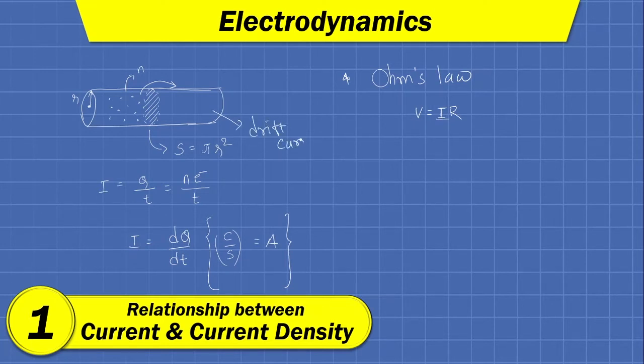Why drift current? Because first of all it is only due to the free electrons, and these free electrons will travel by drifting. Because it will collide with some positive ions, then again it will energize, again it will travel for some distance, again it will collide with some positive ions. So this motion of electron will be like drift, and hence this current is called drift current.